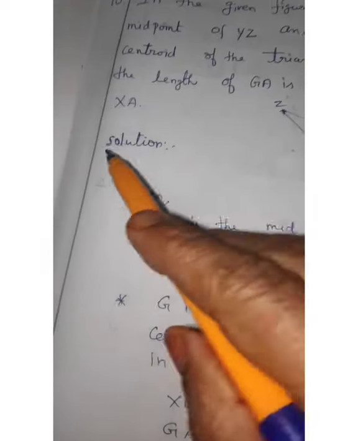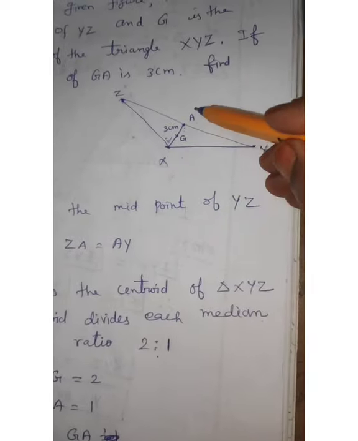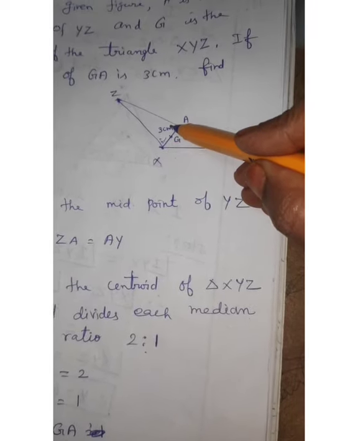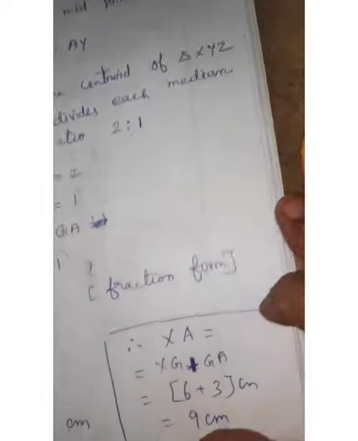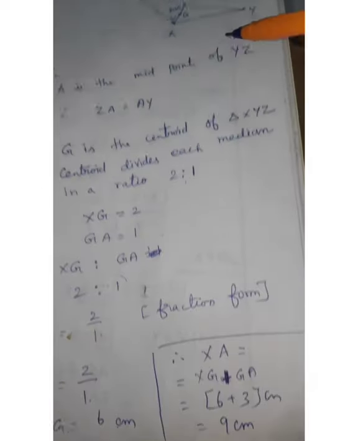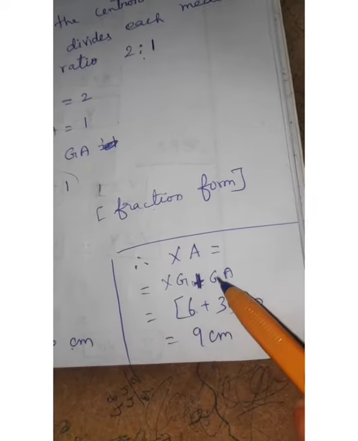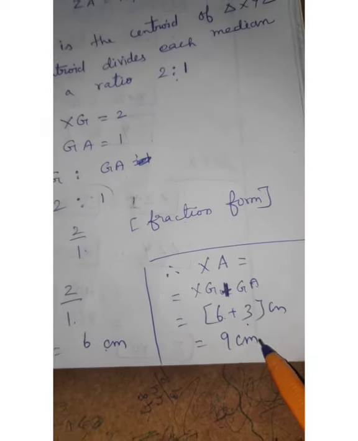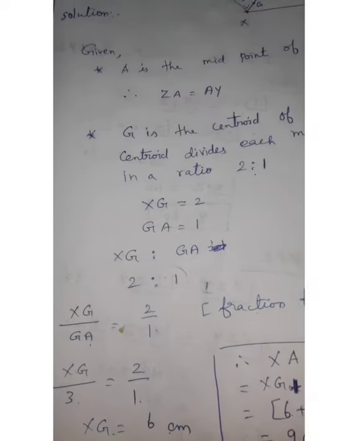Now, what are they asking? The XA value, the full value. Here XG is 6 and GA is 3, so 6 plus 3 equals 9 centimeters. Therefore XA equals XG plus GA, which is 6 plus 3 equals 9 centimeters. The XA value is 9 centimeters.